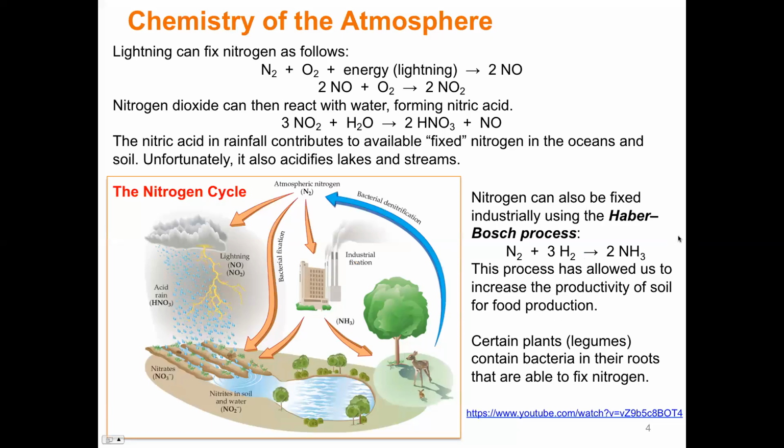And this is what we use. So it's the Haber-Bosch process. Sometimes you just hear it called the Haber process. So that's what that means. So that's sort of the artificial way of fixing nitrogen. All right.